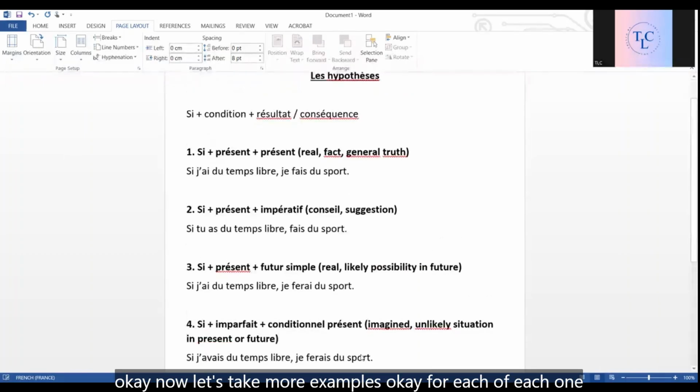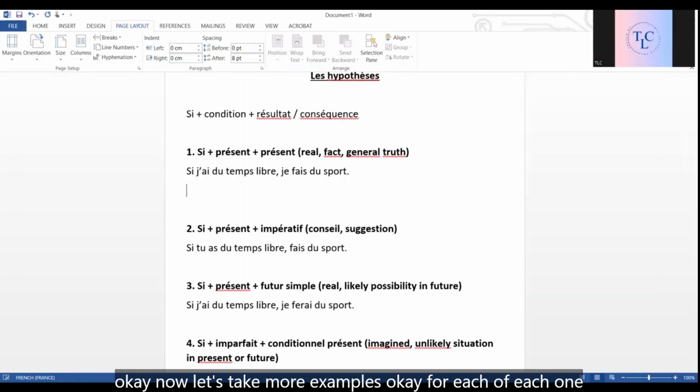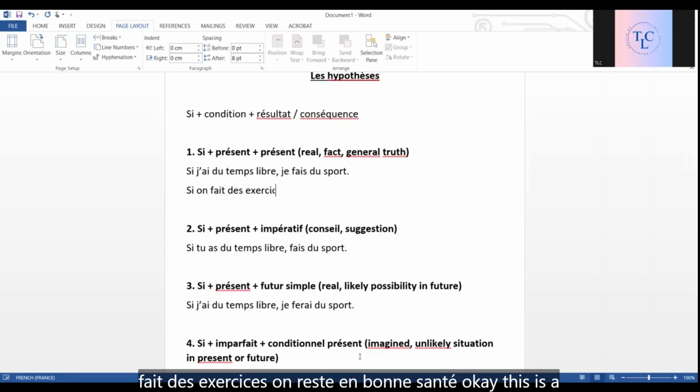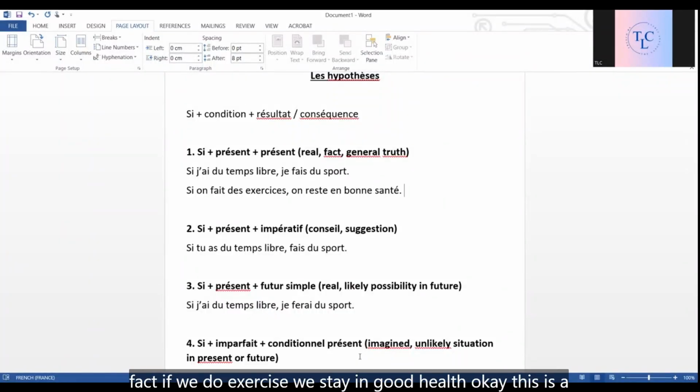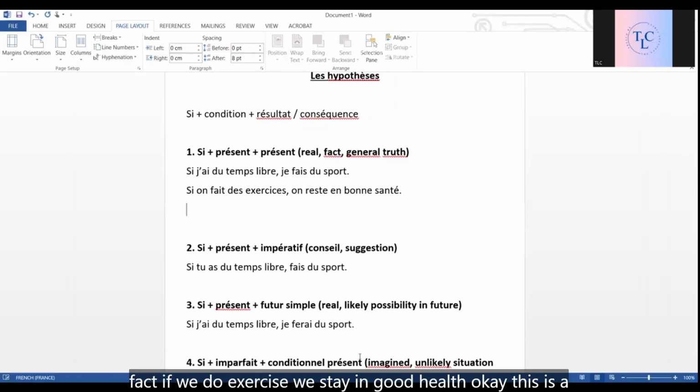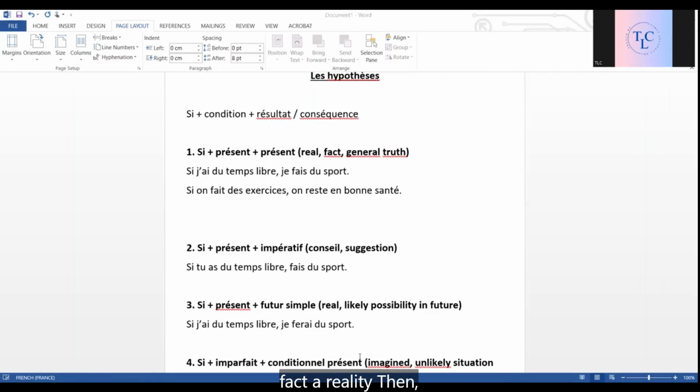Now let's take more examples for each one of them. The first one: si on fait des exercices, on reste en bonne santé. This is a fact. If we do exercise, we stay in good health. This is a fact, a reality.